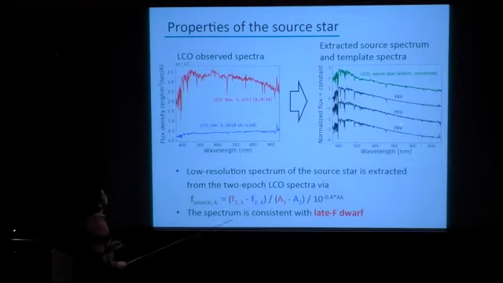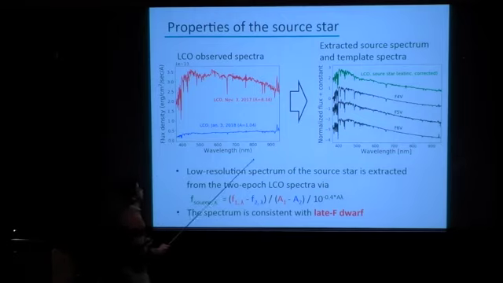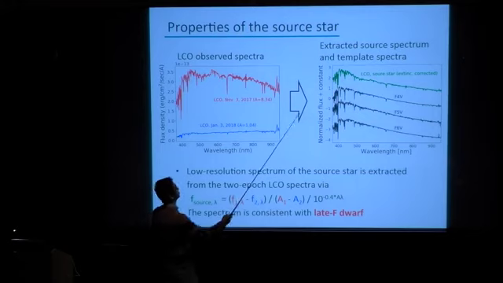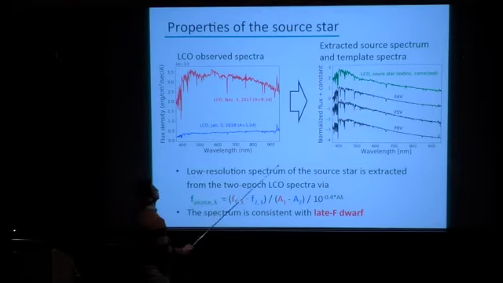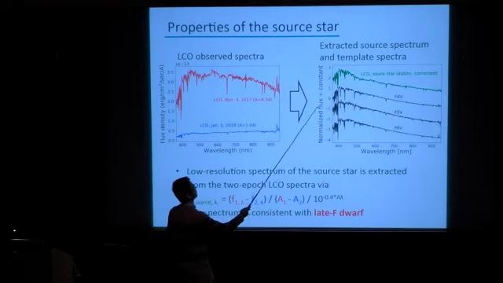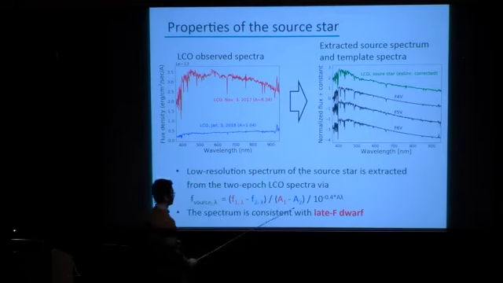And the spectral type of the source star was also confirmed by LCO spectra. Because we obtained spectra at 2 epochs with the LCO telescope, we could extract the spectrum of the source star using this formula. And comparing with template spectra, we confirmed that the source star is consistent with a late F dwarf.